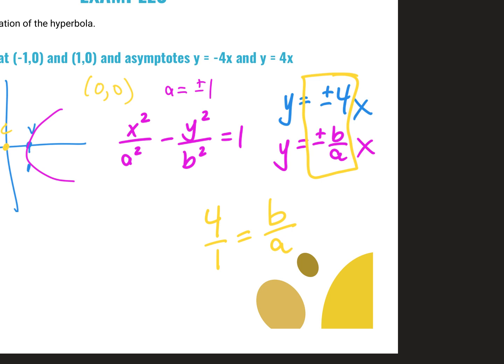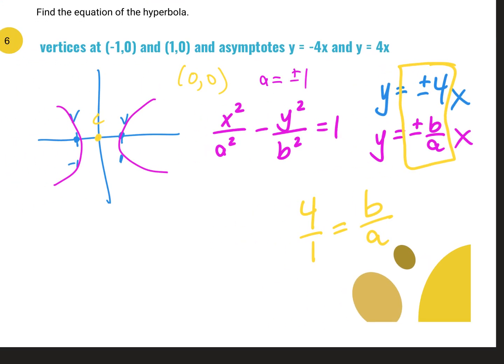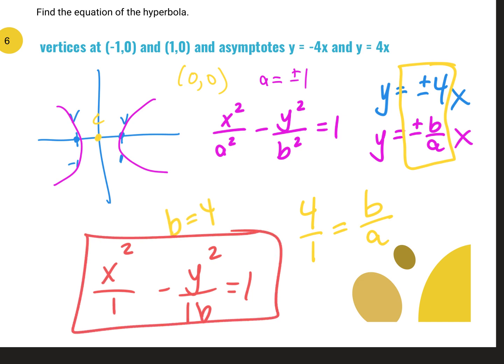Haven't we already discovered, guys, that A was 1? Yes, so 4. So what is B? Okay, so B is 4. Do I have anything else I need to try and find? I don't need it, right? Because all I'm doing is writing the equation. So when I write my equation, it's going to be x squared over 1 minus y squared over 16 equals 1. That's it.